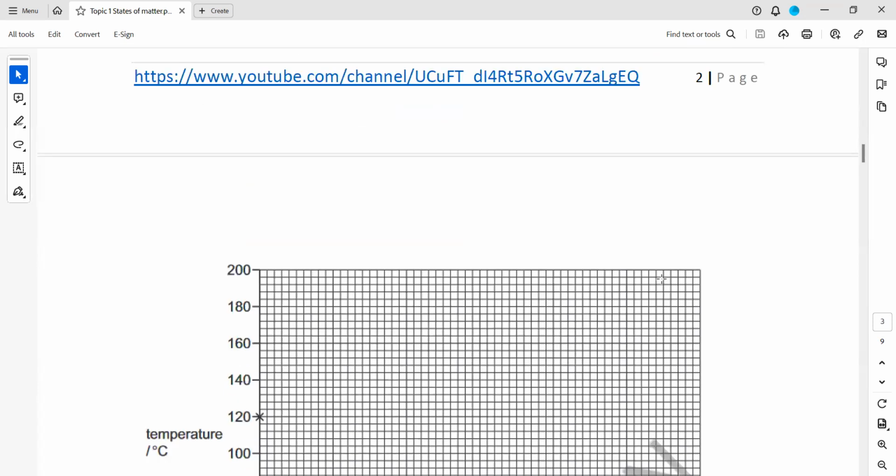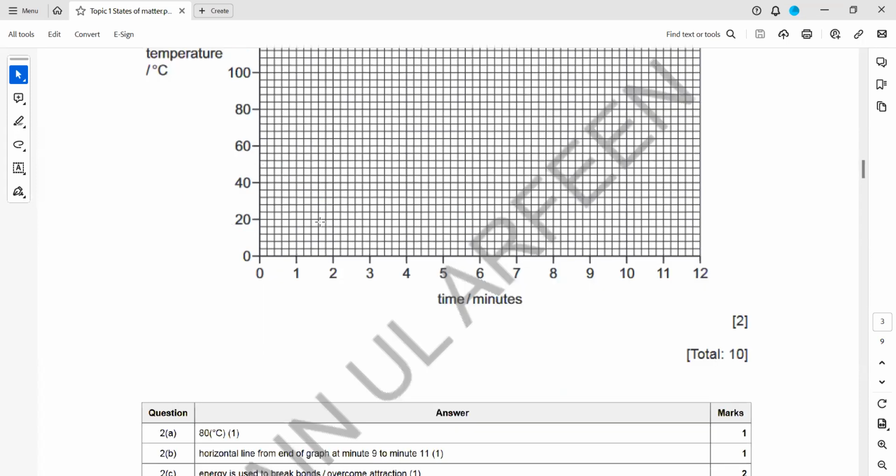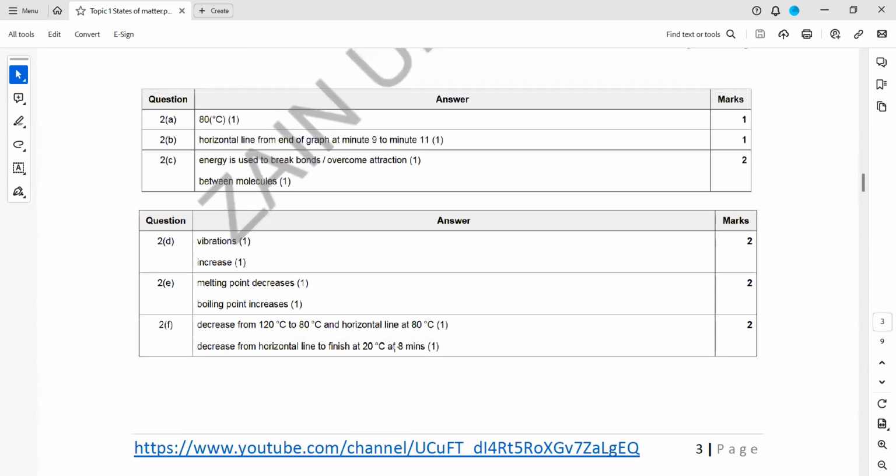So first the temperature will decrease to 80, and then it will be constant, and then it further decreases to 20. Is it clear? As you can see here, decrease from 120 to 80, the horizontal line at 80, and then decrease again, and it will finish at 8 minutes. Random time periods, because they did not specify.